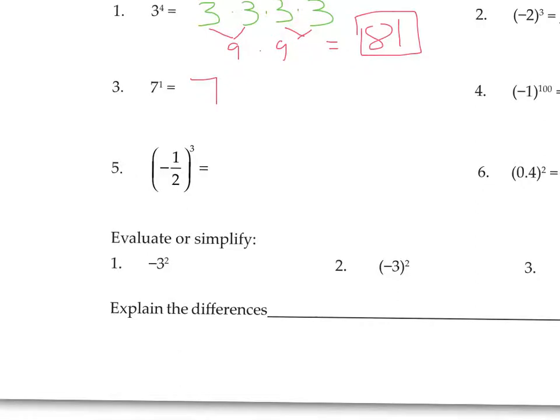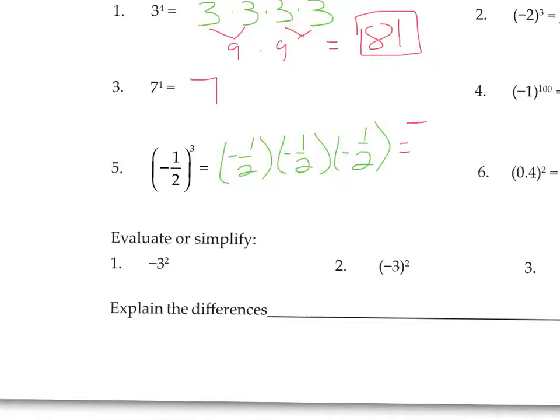All right, negative 1/2 cubed. The base is negative 1/2, so we have negative 1/2 times negative 1/2 times negative 1/2. Is this going to come out positive or negative? Since there are 3 negatives, that's an odd number, this will come out to be a negative number.